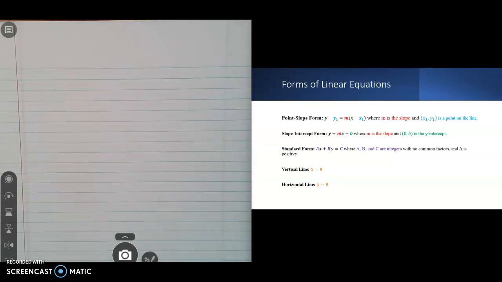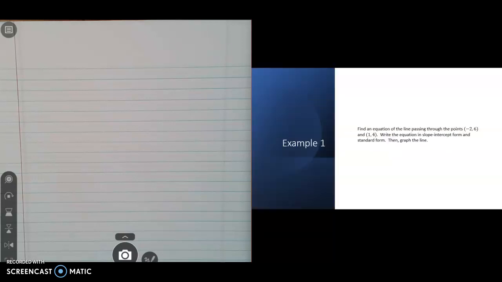Some other quick ones. A vertical line, just a refresher, is always in the format of x equals a number, and a horizontal line is always in the format of y equals a number. So now that we've gone over all of that, let's try some. My first example says find an equation of a line passing through the points -2, 6 and 1, 4. We're going to write our equation eventually in slope-intercept form and standard form and then graph the line. So this one, we're going to do a lot with it.